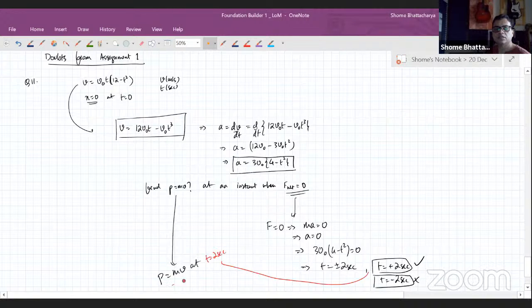That is m v naught into 2 seconds into 12 minus 2 square. So 16 m v naught becomes the momentum at the instant when the force is 0.